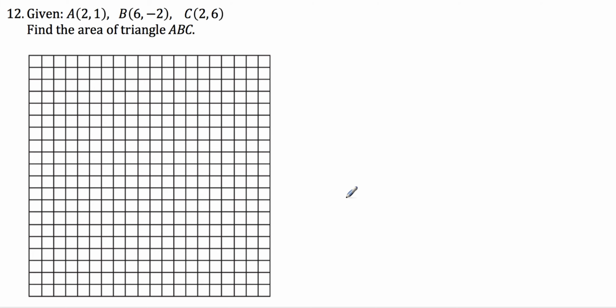Number 12, we'll try to do the same. Alright, here it goes. So 2, 1, and 6, negative 2, and 2, 6. And we're going to connect them with the line segment just like any other time. And we want to find out the area of this triangle.